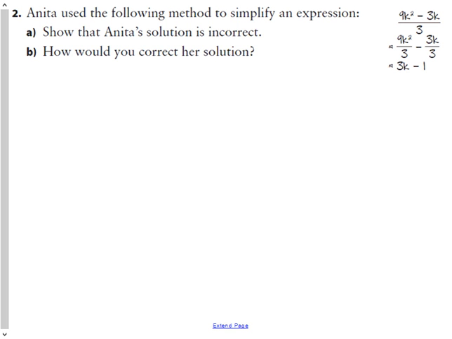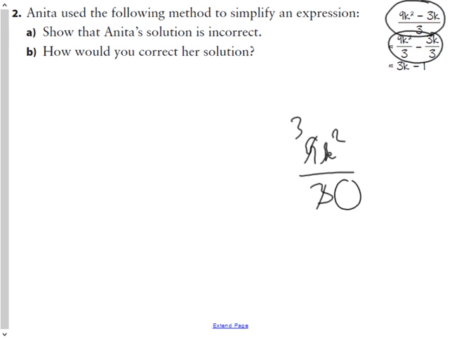In the second question, it says Anita used the following method to simplify an expression. So she had this particular question to start, and then she broke it up just like we did in the last one into 9k squared divided by 3, and take away 3k divided by 3. But she ended up with 3k minus 1, and she was wrong. Because when we think about what is 9k squared divided by 3, here we're going to end up with 3. But since there are no k's down here, the k squared doesn't disappear. We end up with 3k squared. And the 3k divided by 3, which is the second one, those would cancel each other out, leaving me with a k, not a plus k, sorry, minus k. So that's the solution she should have gotten.